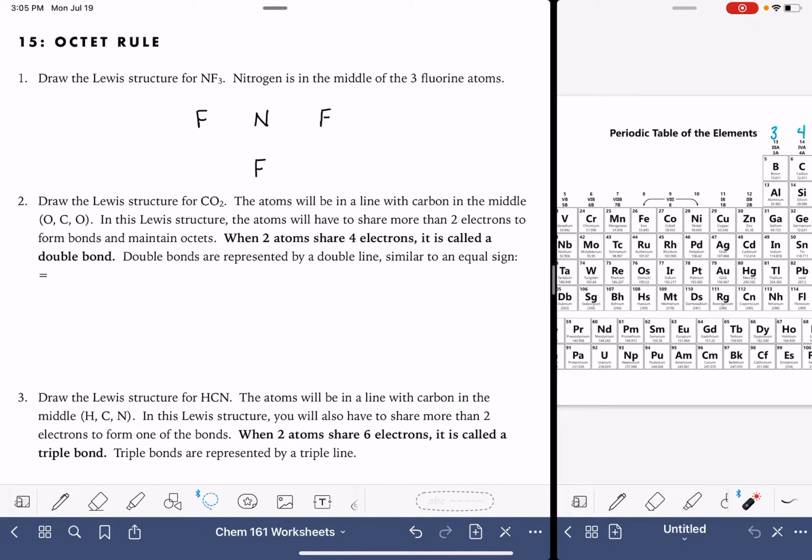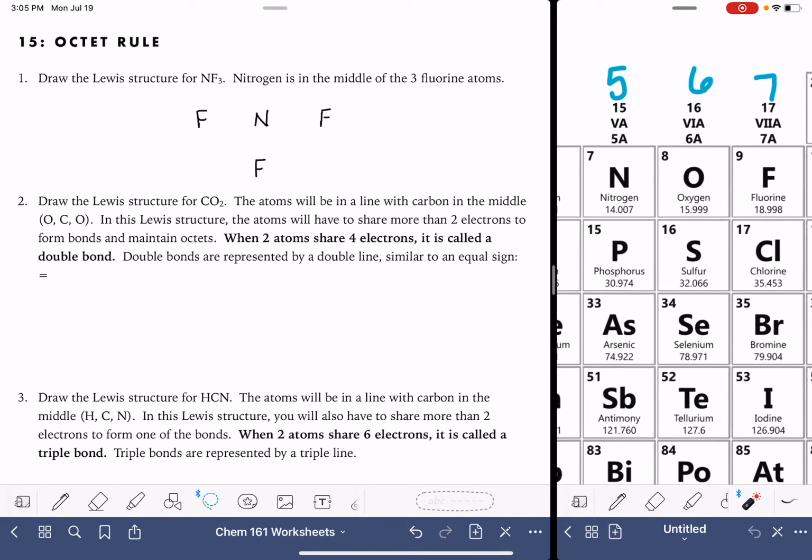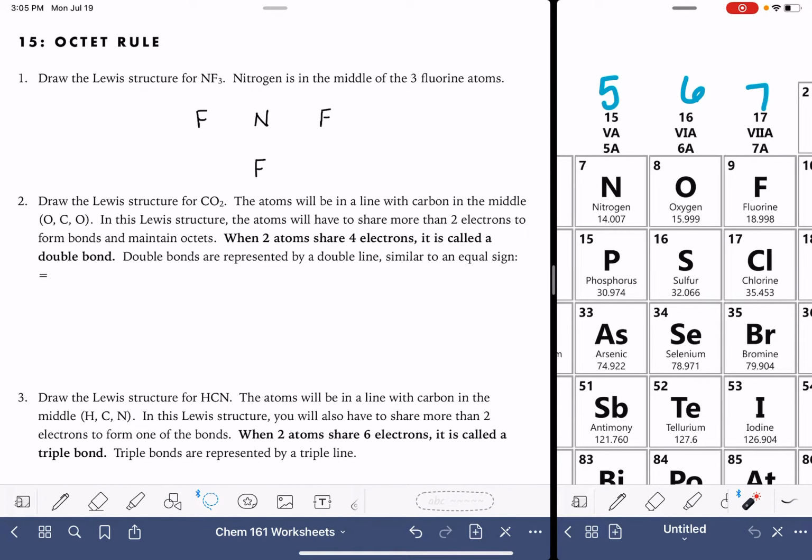So like I said, we're going to be using Lewis dot symbols to draw these Lewis structures. So we want to start by drawing the Lewis dot symbol for all of these different atoms. Nitrogen in the fifth column has 5 valence electrons, and the fluorine atoms in the seventh column have 7 valence electrons. And I'm going to be drawing these Lewis dot symbols pretty strategically. It's going to make it easier for me to show how they come together to make this molecule.